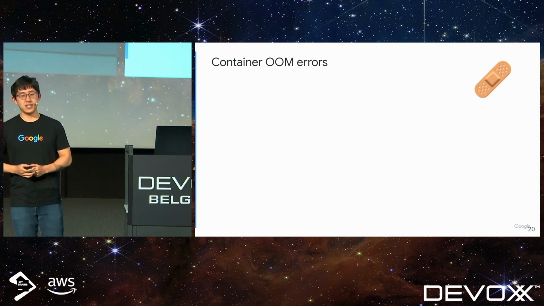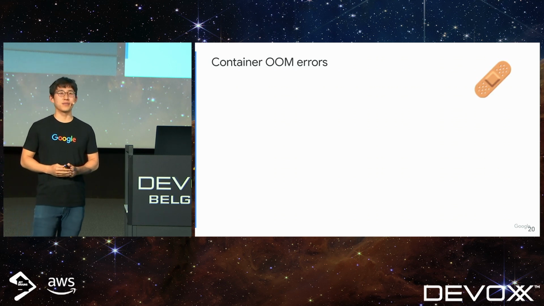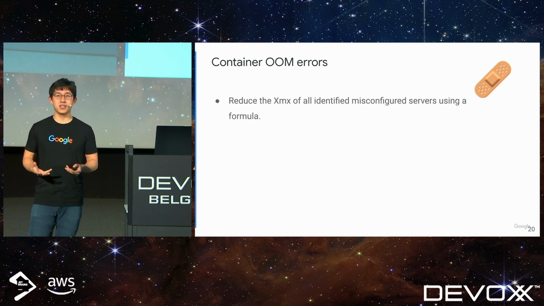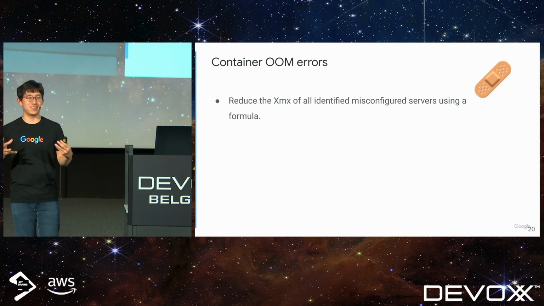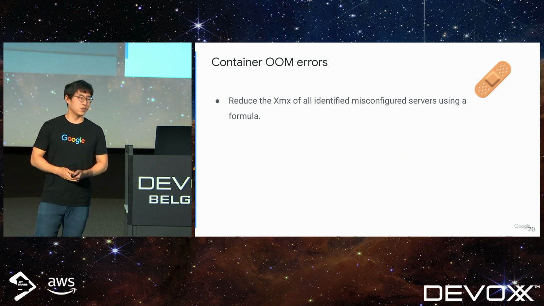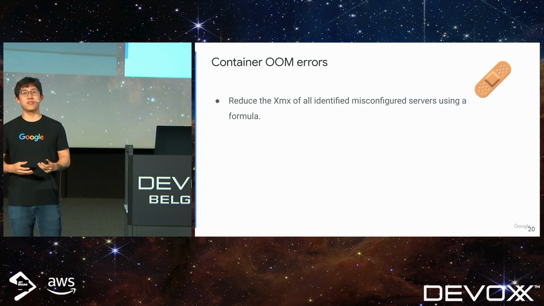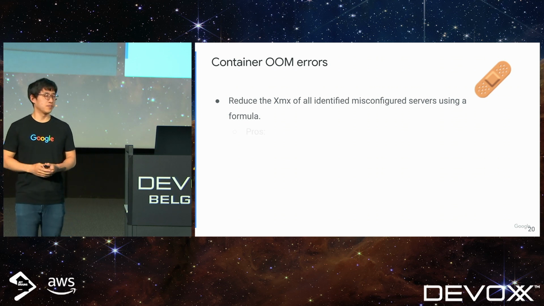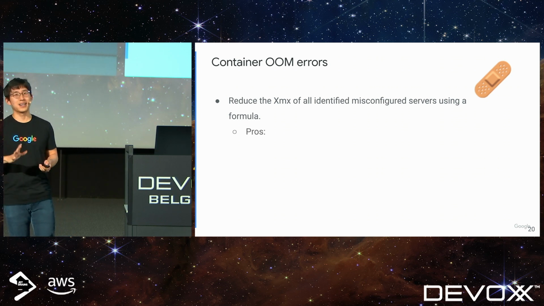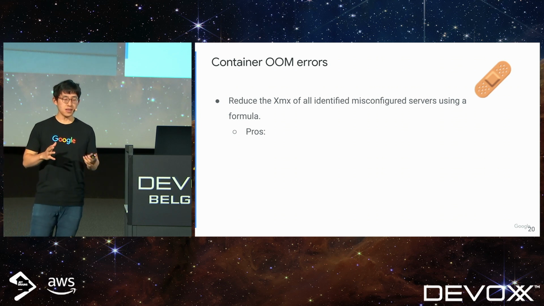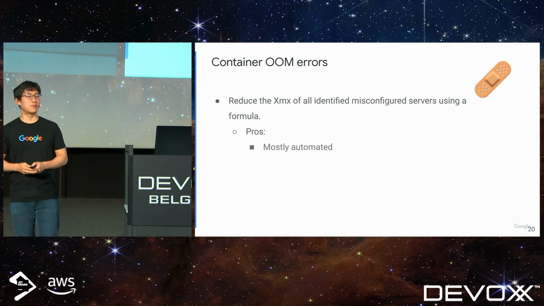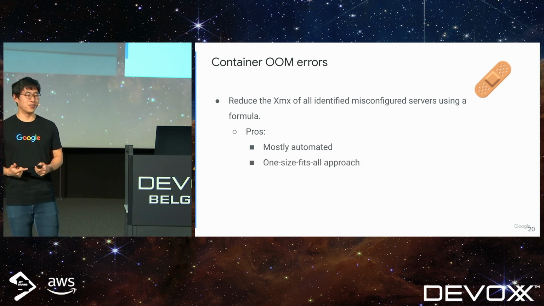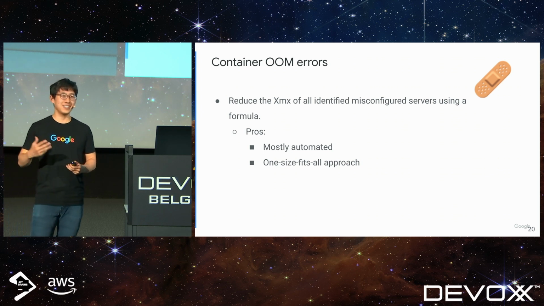Well, for the JDK 8 to 11 migration, we kind of used a Band-Aid approach because we were in a hurry and we didn't want to block adoption of JDK 11 on some big piece of technology that we had yet to implement. So what we did was we basically identified all the servers that were misconfigured in such a manner and simply reduced the Xmx of these jobs using a formula. And so the pros of this approach are that it's, one, mostly automated, and two, it's just a one-size-fits-all approach. Basically, it's easy. But of course, easy is not correct.